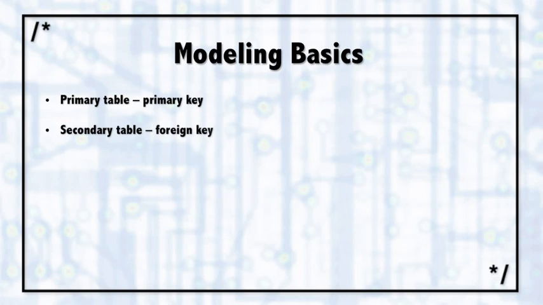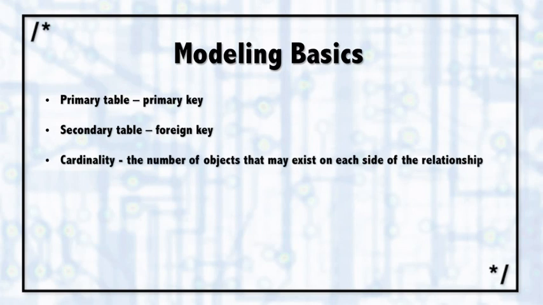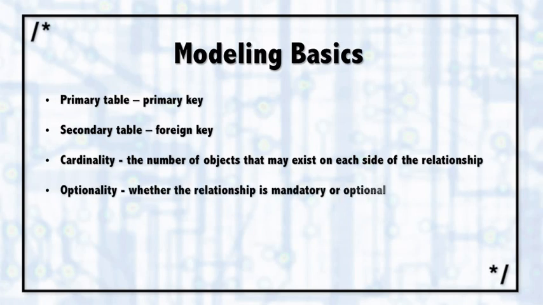Three other key terms. One is cardinality, which means how many objects can exist on each side of that relationship. For example, is it one-to-one, one-to-many? Cardinality is usually described as either 0, 1, or many. 0, 1, or infinity. Then there's optionality, which determines whether or not that relationship is mandatory or optional, which is actually designed inside the database as whether or not the foreign key allows nulls.